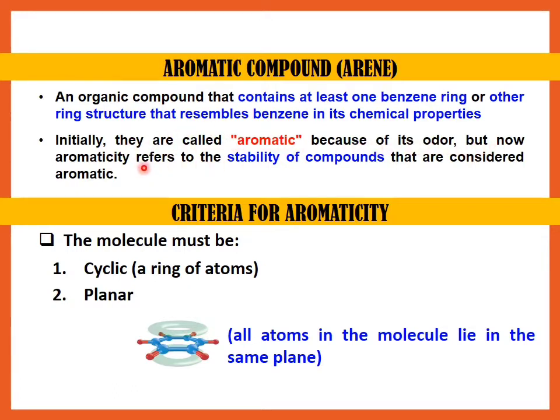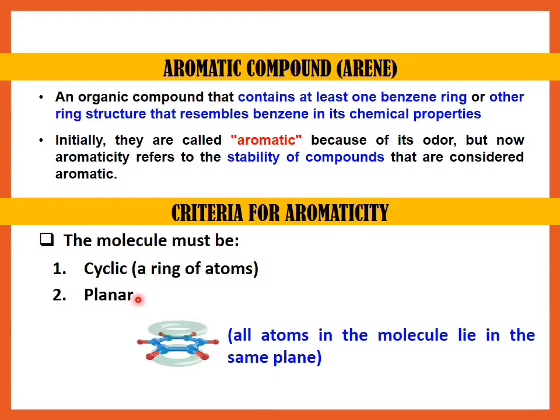But now aromaticity refers to the stability of compounds that are considered aromatic. So if a compound consists of an aromatic ring or benzene ring, we call that compound an aromatic compound. Now we look at the criteria of aromaticity. We have 4 criteria. The first one: the molecule must be cyclic. Cyclic means the molecule must consist of a ring, for example like the benzene ring just now.